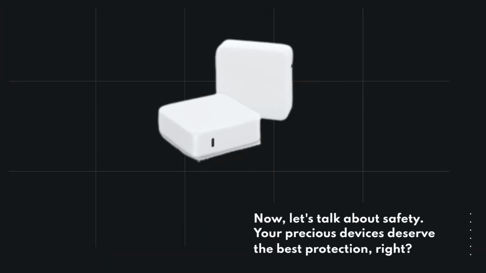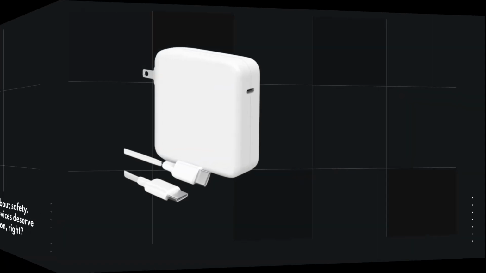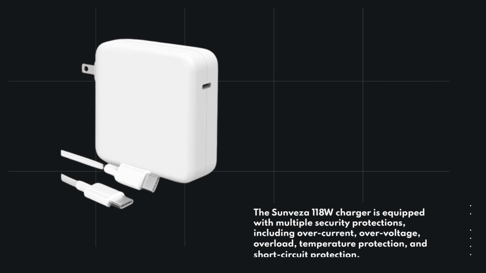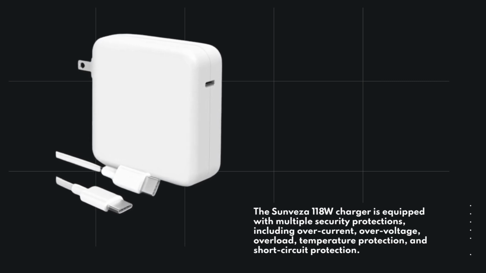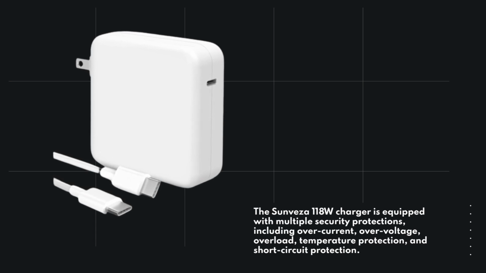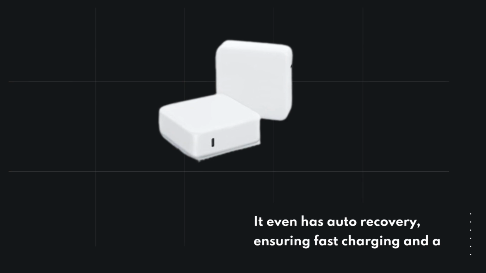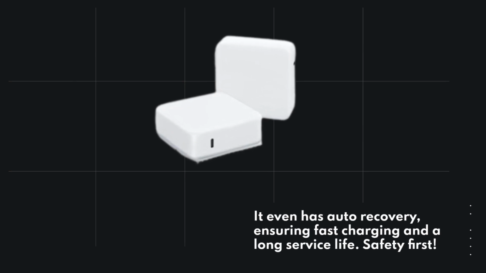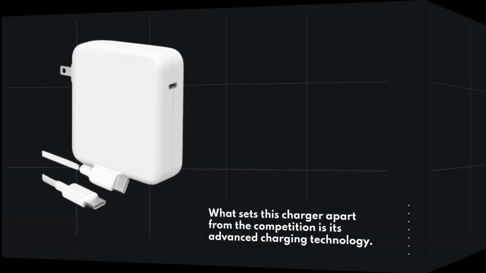Now, let's talk about safety. Your precious devices deserve the best protection, right? The Unveil 118W charger is equipped with multiple security protections, including overcurrent, overvoltage, overload, temperature protection, and short circuit protection. It even has auto recovery, ensuring fast charging and a long service life. Safety first.